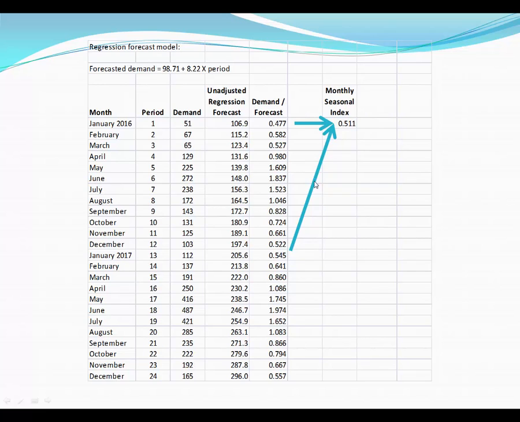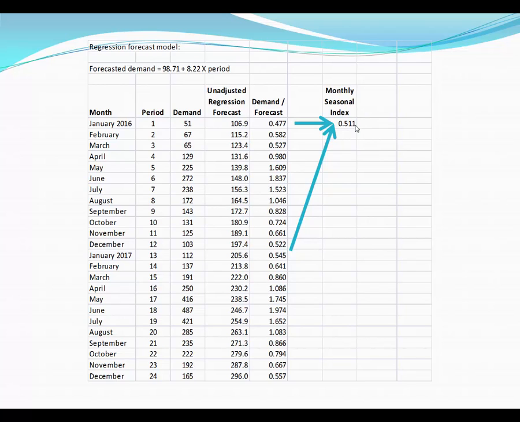If we take the average of those, we get a value of 0.511. So again, the 0.511 is an average of 0.477 and 0.545. So what does this tell us? Well, it tells us for the 2 years we have data, the actual demand turned out to be on average 51.1% of what the forecast was. And that's going to serve as our monthly seasonal index for every January we're going to forecast for.